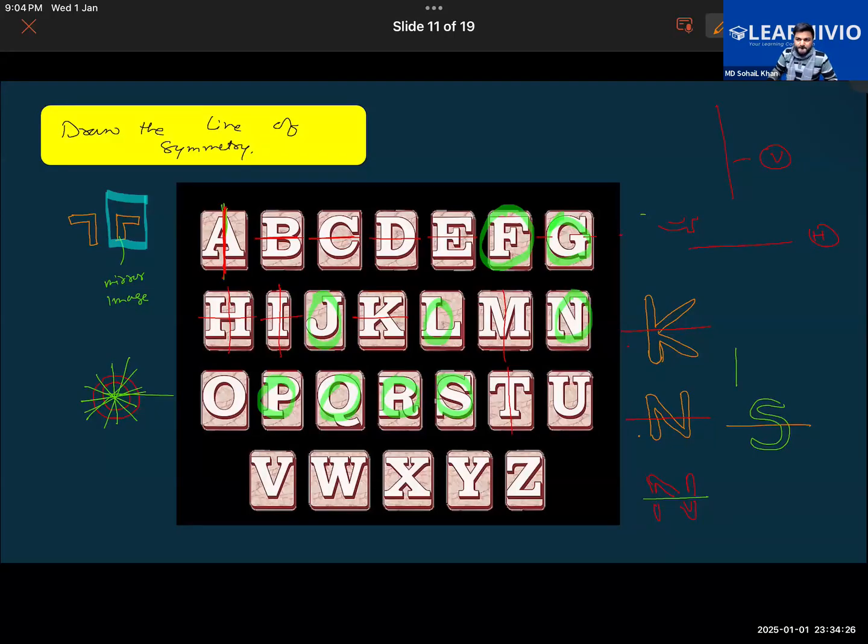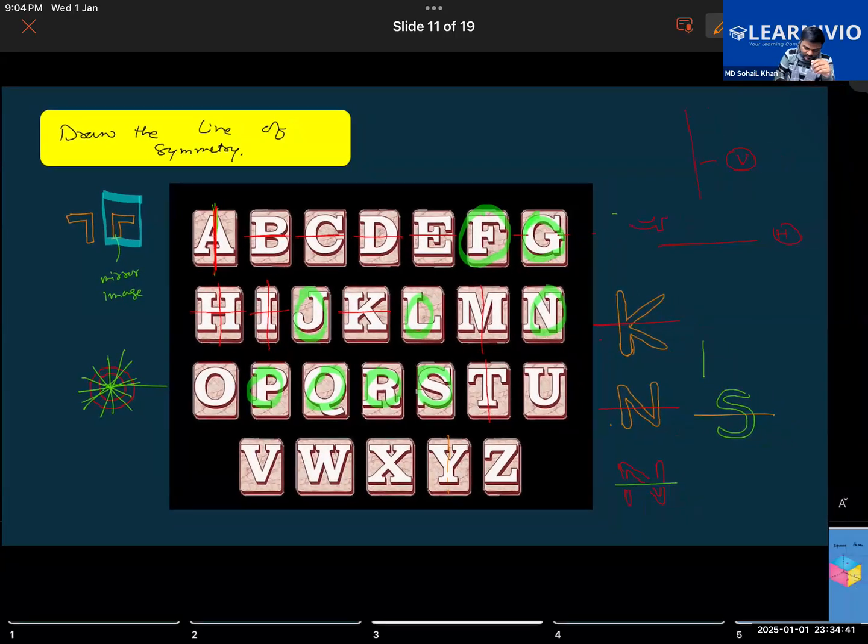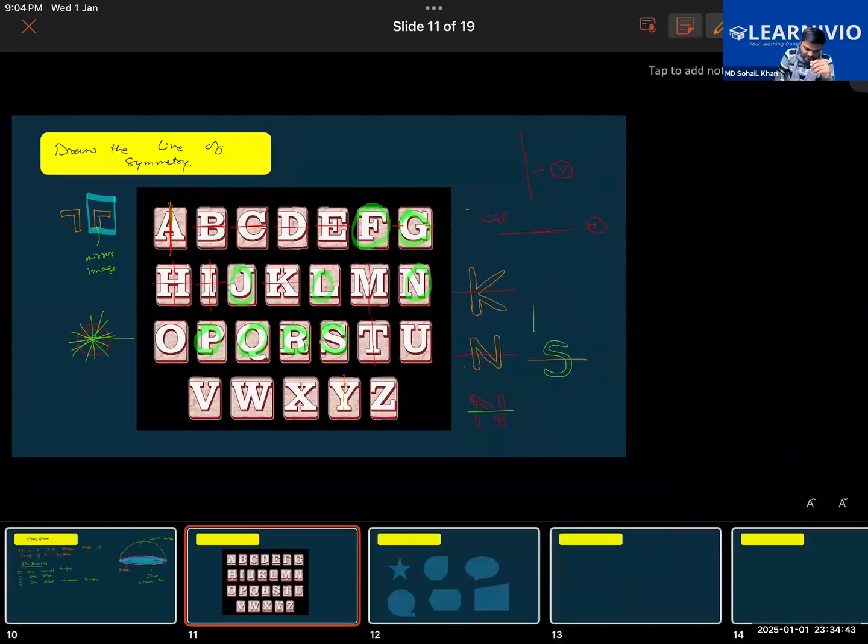What about Y? It has a vertical line. Vertical line of symmetry. Very good. And the Z? No, it does not have any. Very good. Okay, so this activity we have done was important.